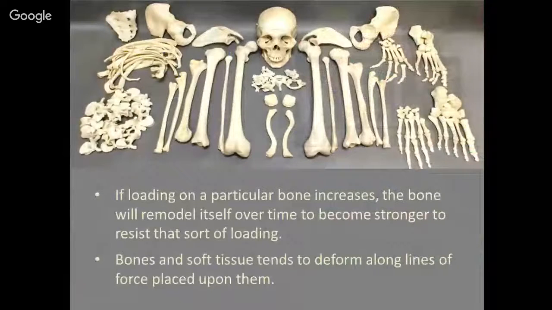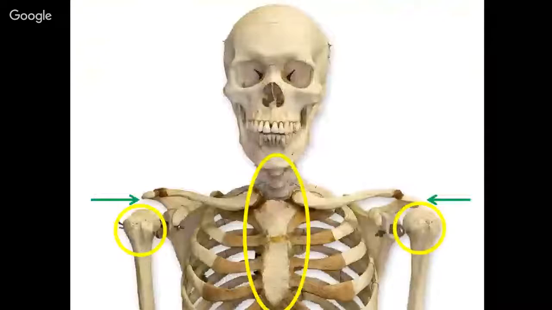And I have the image showing the skeleton, but I have another image that I'll talk about in more depth to show the asymmetries. So if loading on a particular bone increases, the bone will remodel itself over time to become stronger to resist that sort of loading. Bones and soft tissue, which includes muscles, tendons, ligaments, everything, deforms or forms along the lines of force placed upon them.